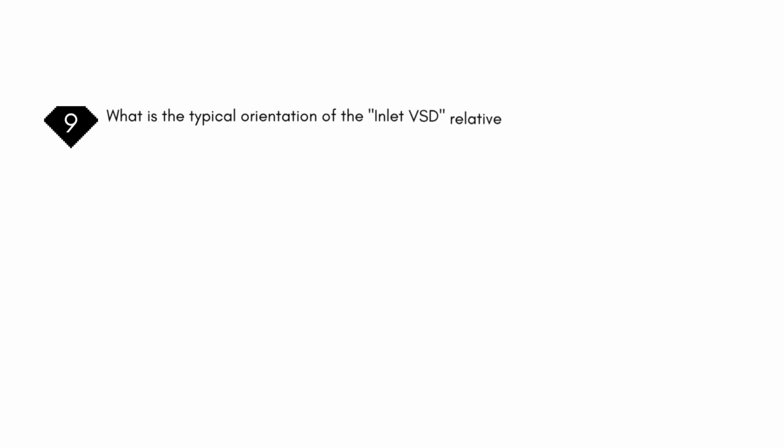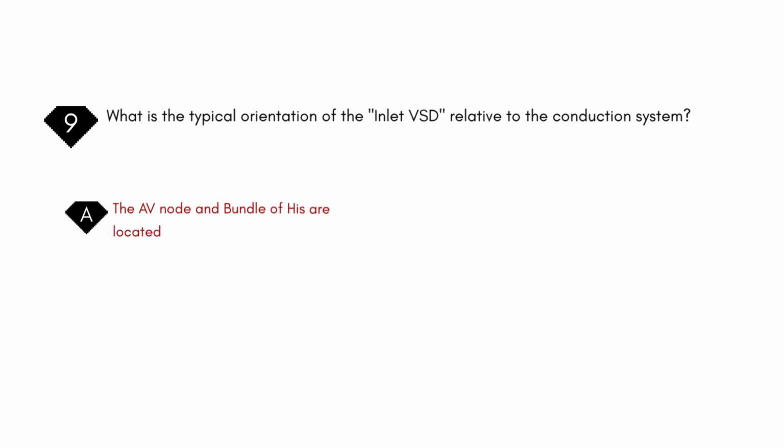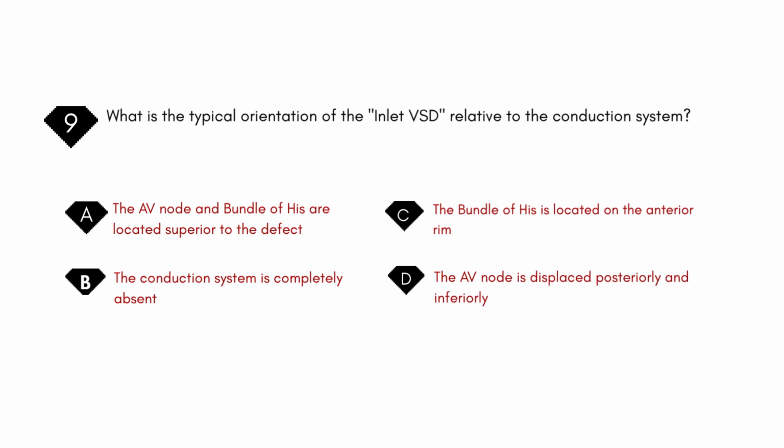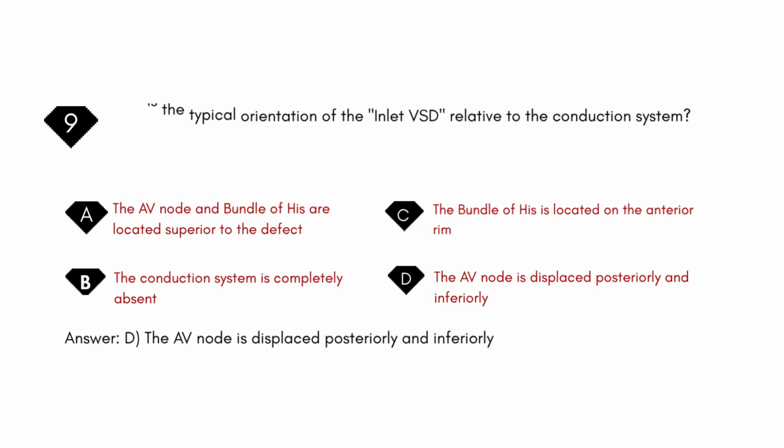What is the typical orientation of the inlet VSD relative to the conduction system? A. The AV node and bundle of His are located superior to the defect. B. The conduction system is completely absent. C. The bundle of His is located on the anterior rim. D. The AV node is displaced posteriorly and inferiorly. Answer: D. The AV node is displaced posteriorly and inferiorly.